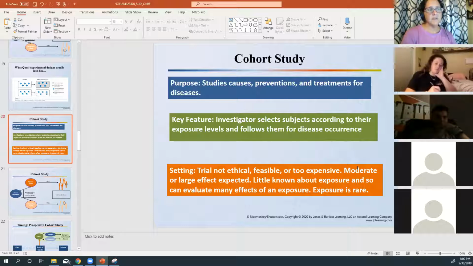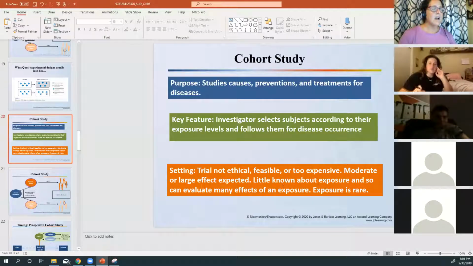It's great if I don't know very much about the exposure, because I can evaluate many effects of the exposure. If I've already determined that there are a group of people exposed to radon, for example, and we're not really sure what radon does to the body, as long as I have people who are exposed and people who are not exposed, and I'm following them through time, I could be looking at cancer, heart disease, or Parkinson's. I could be looking at any number of outcomes. So if I don't know a lot about what that exposure does, I can look at many effects of that exposure.